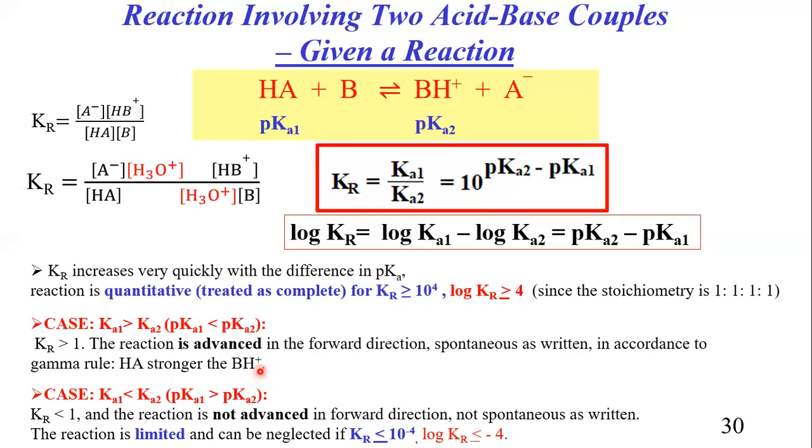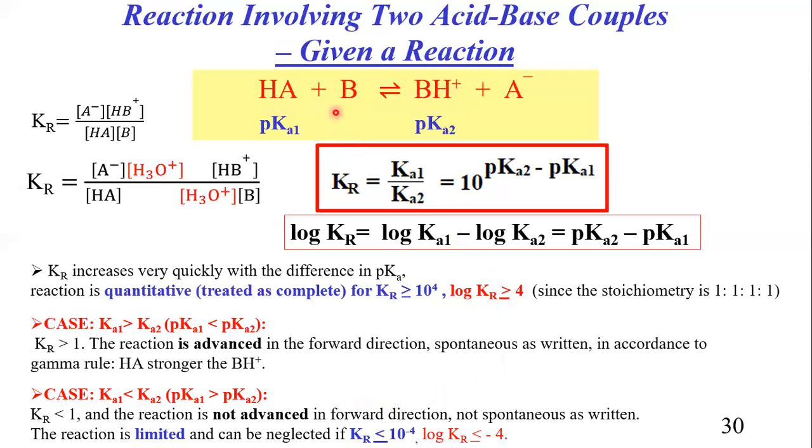All right. In the case where the HA is a weaker acid than the BH+, in other words, the Ka1 is less than the Ka2, or pKa1 is greater than pKa2, then automatically the Kr will be less than 1. Here, the reaction does not proceed in the forward direction. It goes in the opposite direction. Doesn't mean that it doesn't proceed, but it goes in the opposite direction.